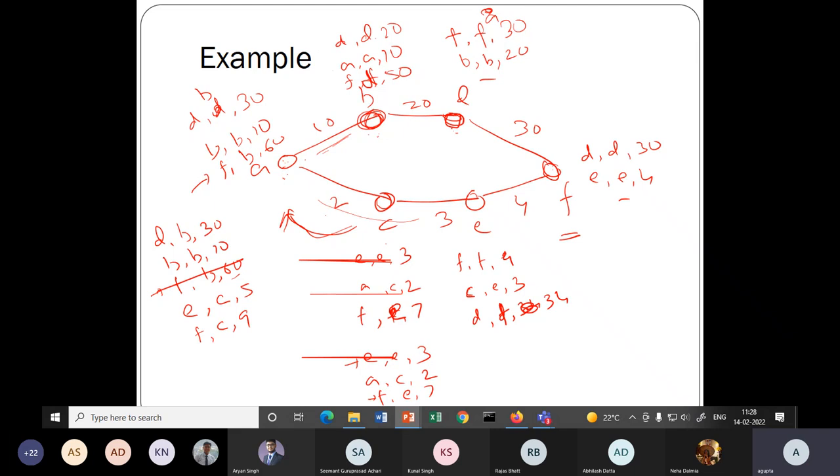Is it clear so far? Yes, sir. Okay. So that's an example of a route changing because the cost goes down. Okay. So now it has this route.